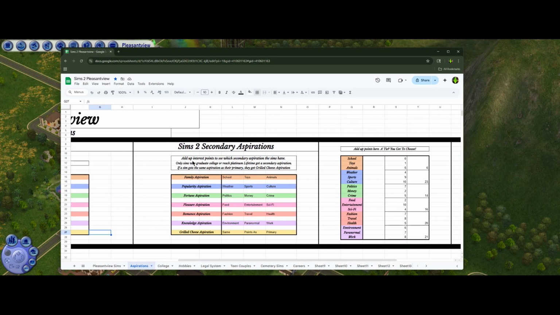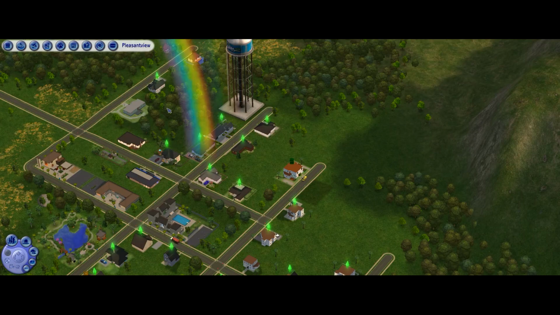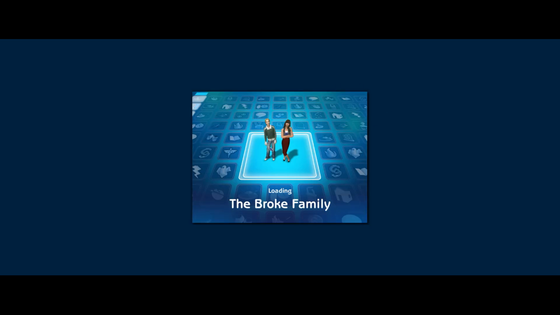So we got our secondary aspirations, and I added a little tip box here for that as well. So we need to add up interest points to see which secondary aspirations the Sim has. So let's actually pop into a household. Let's go to the next broke household in rotation.